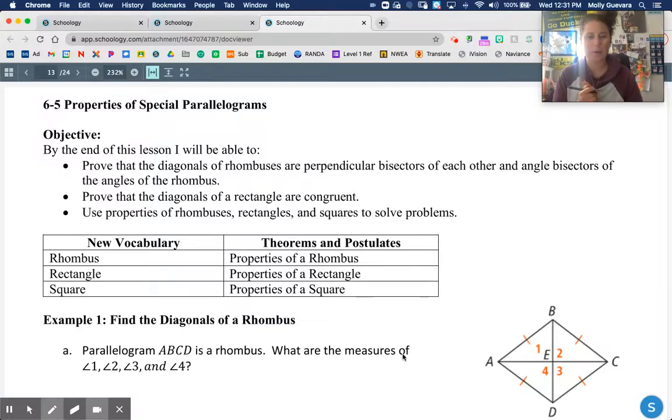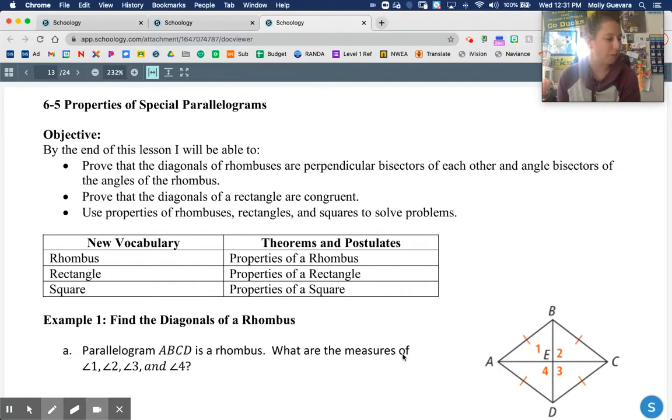Hello guys, welcome back. We're going to do another lesson in Unit 6 here. We're going to do 6-5, which is all about properties of special parallelograms. So today, mainly we're focusing on a rhombus, a rectangle, and a square.